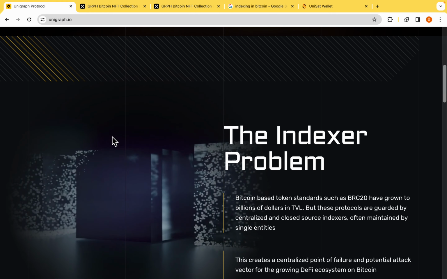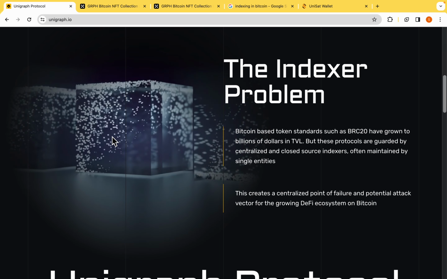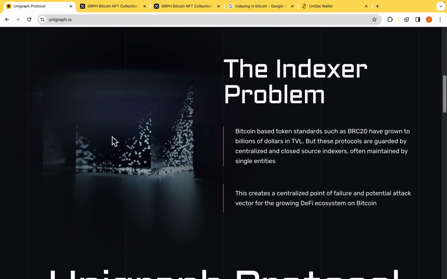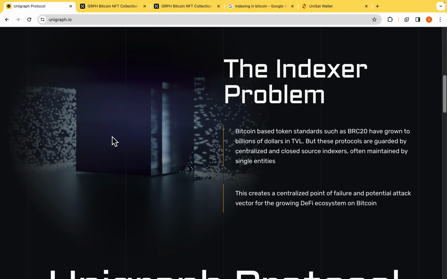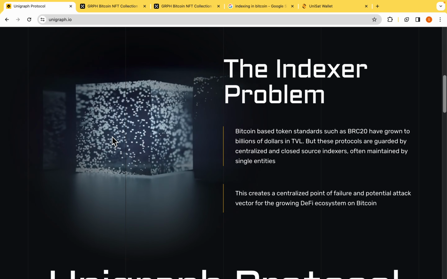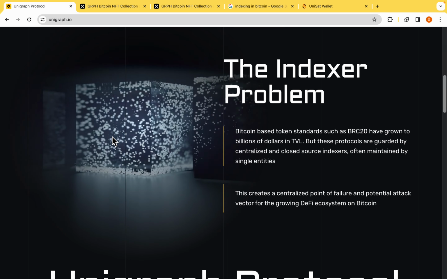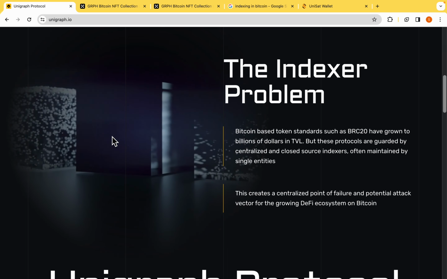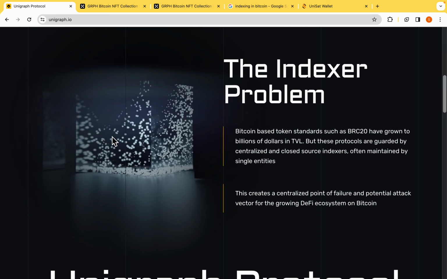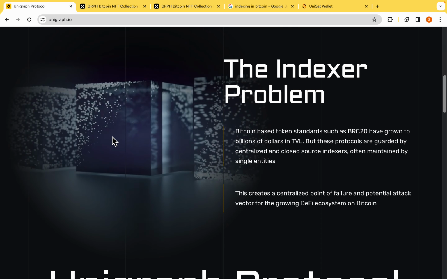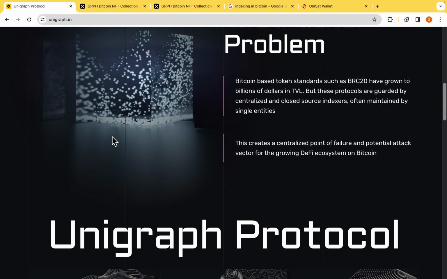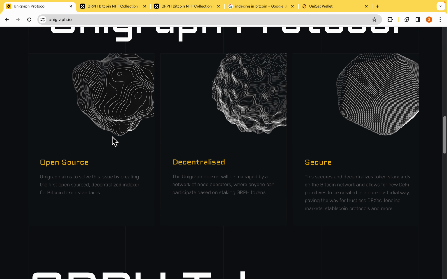Here you can see this is the problem that the Unigraph Protocol is trying to solve. They're trying to solve a centralized point of failure, centralized attack and DeFi on Bitcoin. So you can see it's open sourced, it's decentralized, and it's secured.